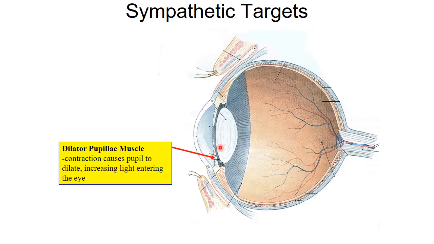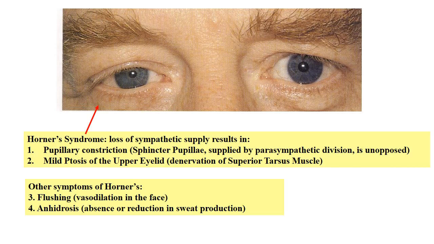Pupils will also dilate when we're scared. The bear is attacking us. Again, the nerve impulses will pass through the nasociliary nerve, long ciliary nerves, causing this muscle to contract, causing the pupil to get bigger. Okay, that takes us back to Horner's syndrome. Don't forget about Horner's syndrome. We lose innervation to that muscle, to the dilator pupillae.